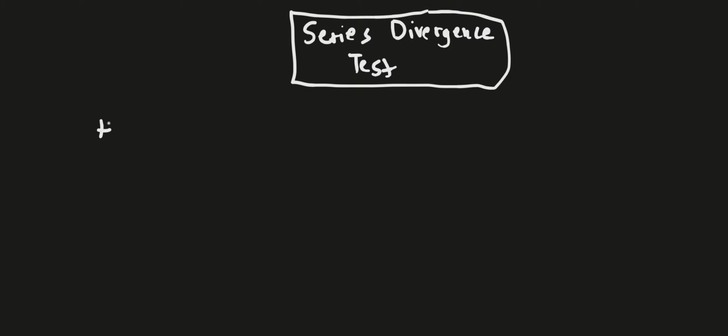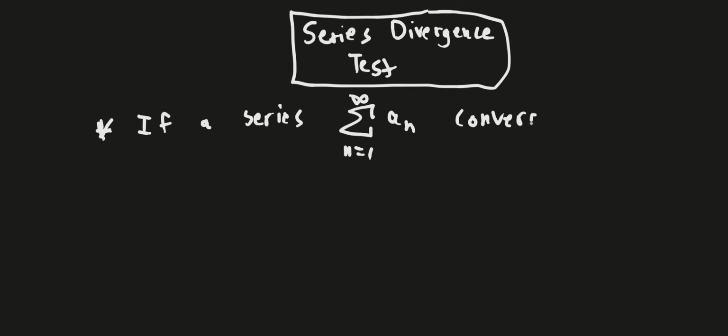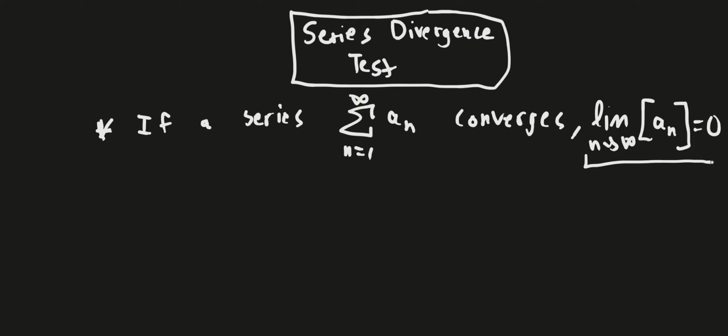So if we have a series of a sub n, and if this converges, then one thing is for sure: the limit as n approaches infinity of a sub n is 0. However, it is not the other way around. You cannot say that if the limit as n approaches infinity of a sub n is 0, then the series converges. We cannot make that claim.